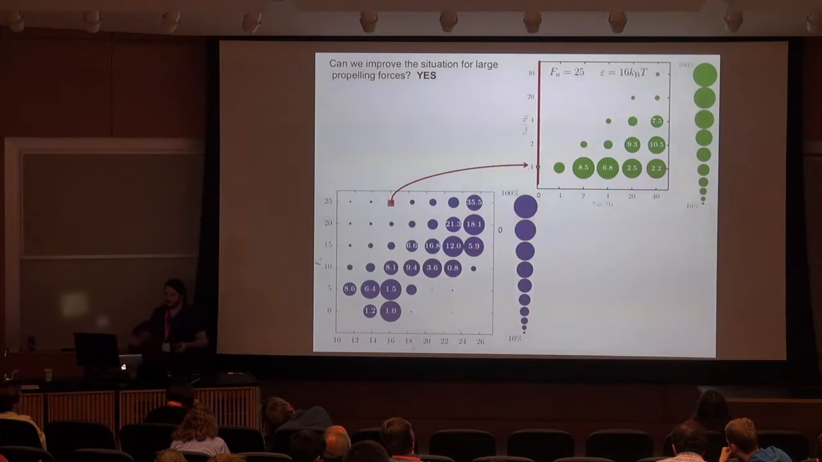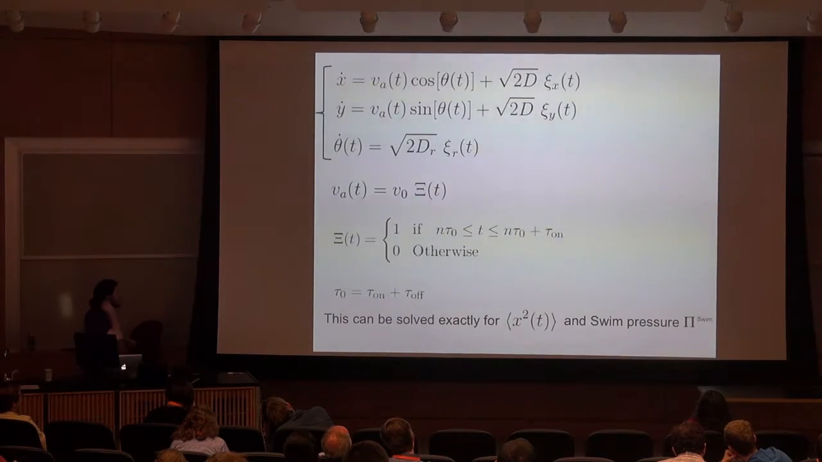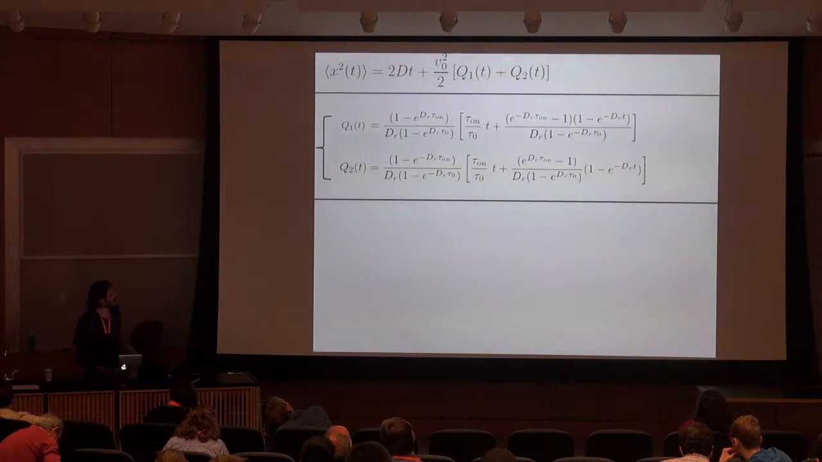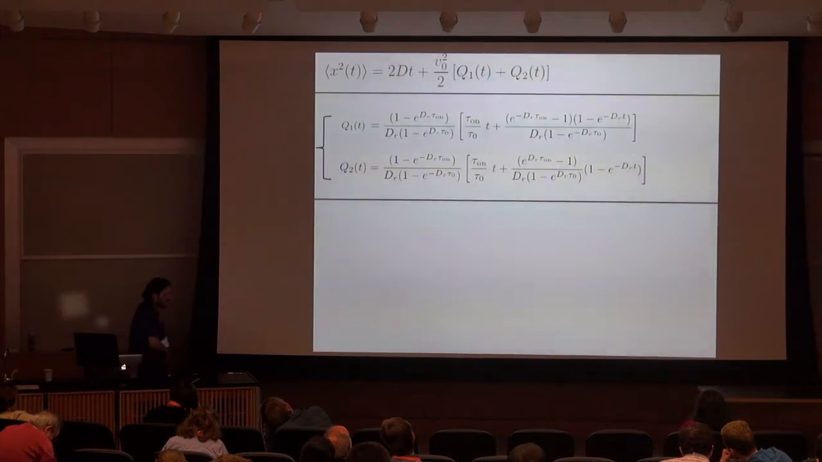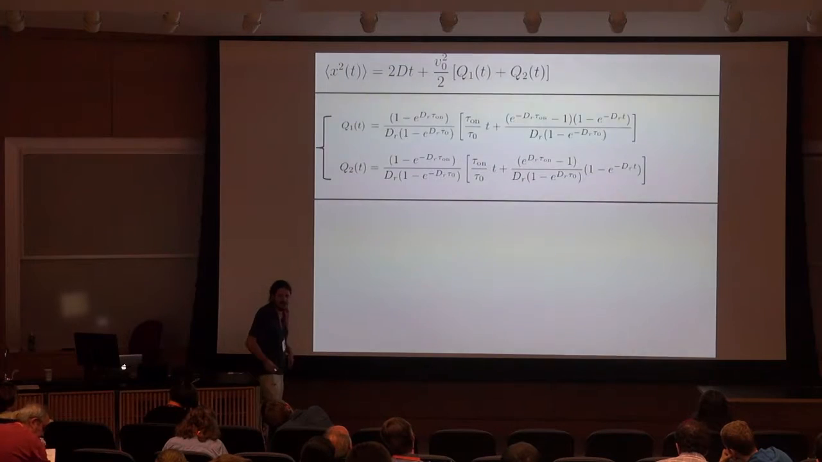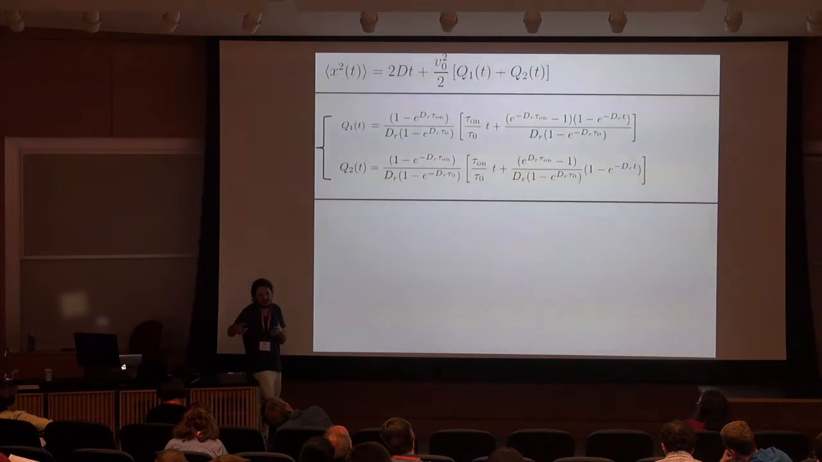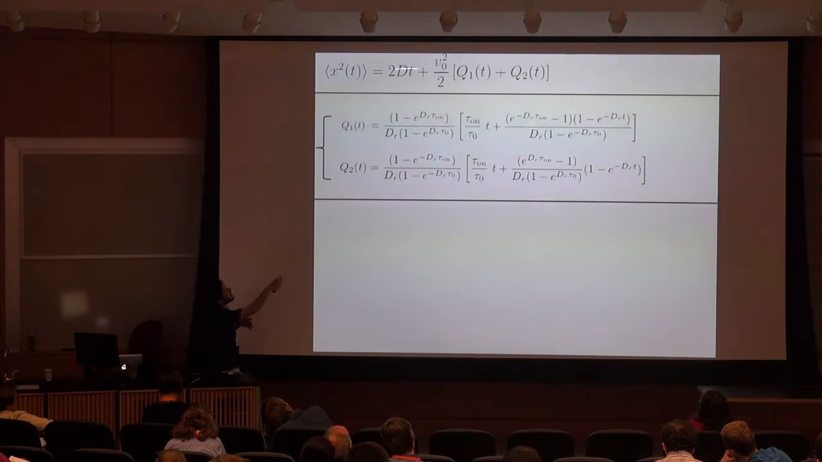Since I have to wrap it up, to understand what's happening there, it turns out you can solve this exactly. If you have a single particle, these are the Brownian equations, and this is your velocity that now depends on this step function. You solve it, you get double integrals of exponents, and a series of these exponents, but you can sum them up because it's just a geometric series. That's a result, for example, for the diffusion.